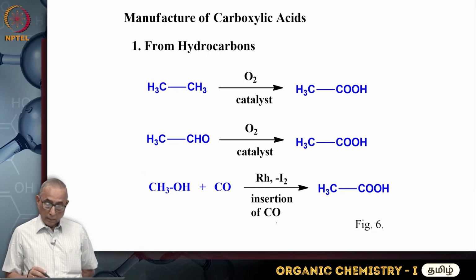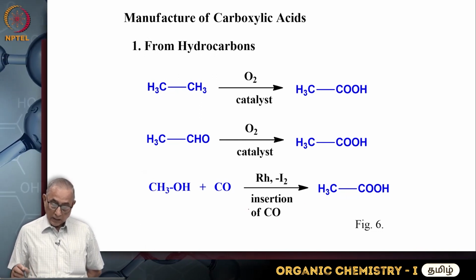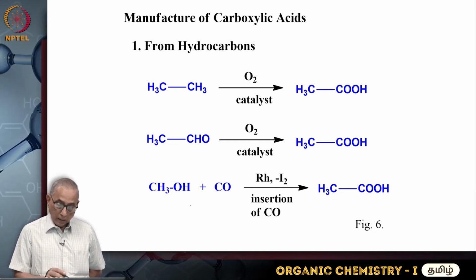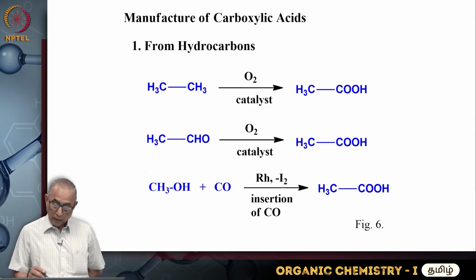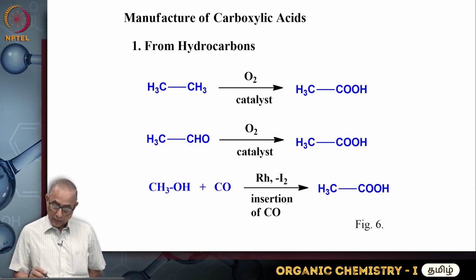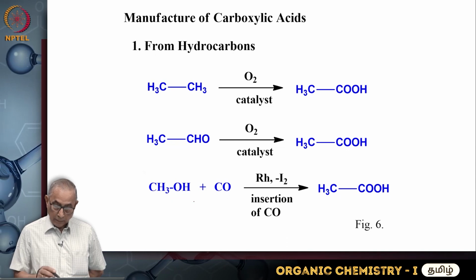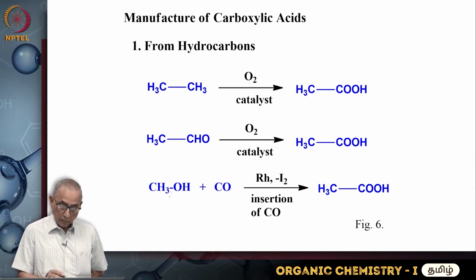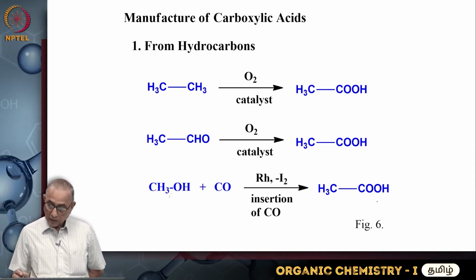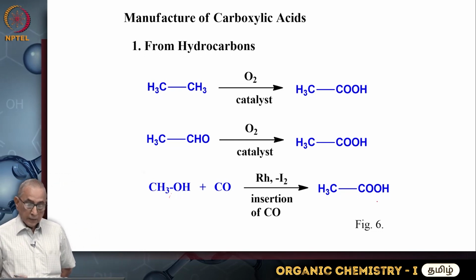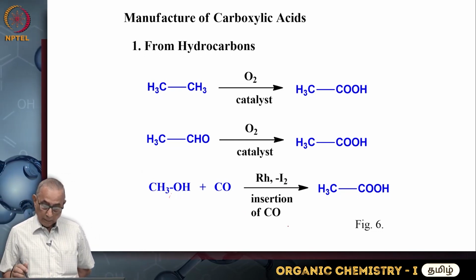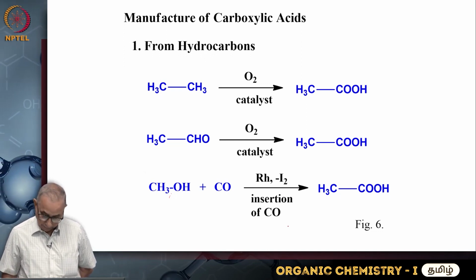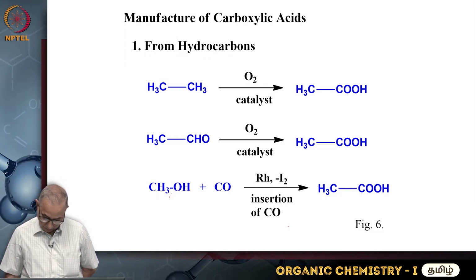A more modern method of forming acetic acid is taking methanol and reacting with carbon monoxide in the presence of rhodium plus iodine, insertion of carbon monoxide. The carbon monoxide goes in between here and forms CH3COOH. So, rhodium catalyst in the presence of iodine produces this insertion of carbon monoxide, அதிலிருந்து acetic acid வருது.